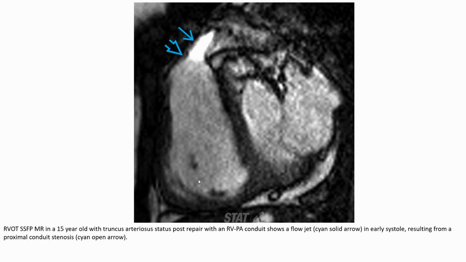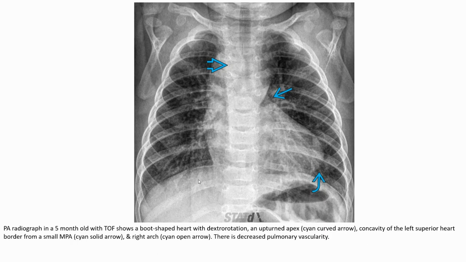This echocardiogram also shows a flow jet in early systole resulting from a proximal conduit stenosis. This chest radiograph shows a boot shape with dextrocardia and upturned apex. There is concavity of the left superior heart border from the small main pulmonary artery and right arch. There is decreased pulmonary vascularity.